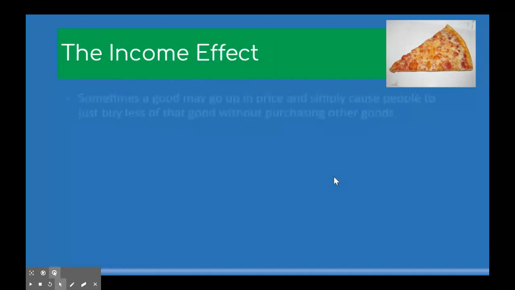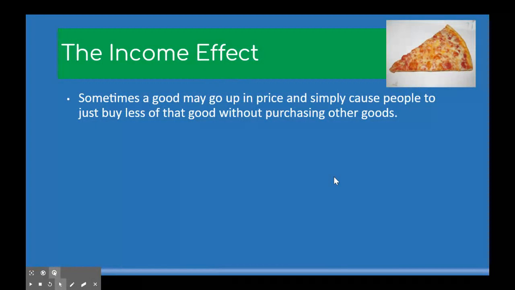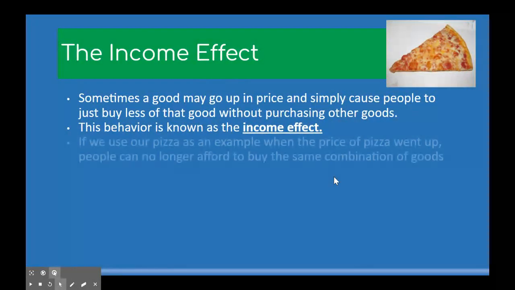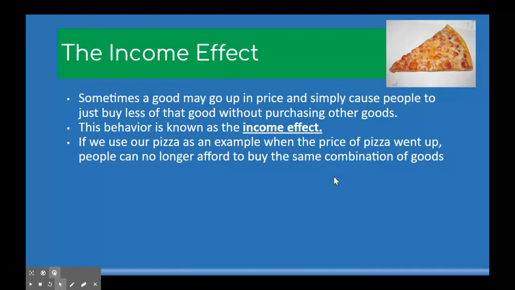We also have something known as the income effect. Sometimes a good may go up in price and simply cause people to buy less of that particular good without purchasing other goods. They'll just buy less of that rather than going out and buying other things. That behavior is known as the income effect. And again, if we were to use pizza as an example, when the price of pizza went up, people can no longer afford to buy the same combination of goods. So they would naturally cut back on their purchases and buy less.